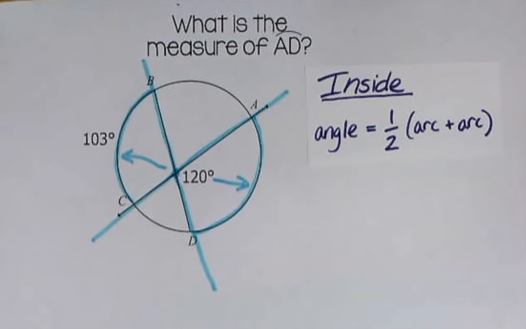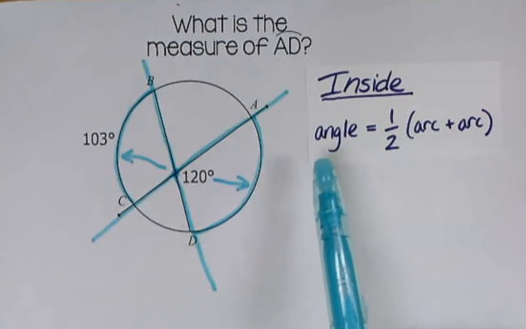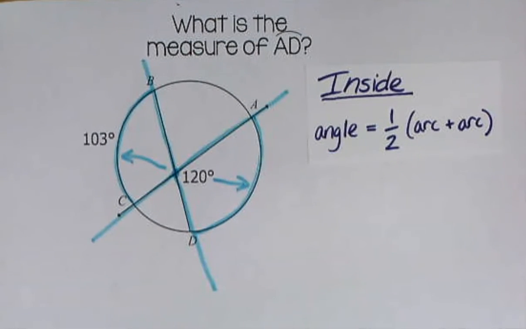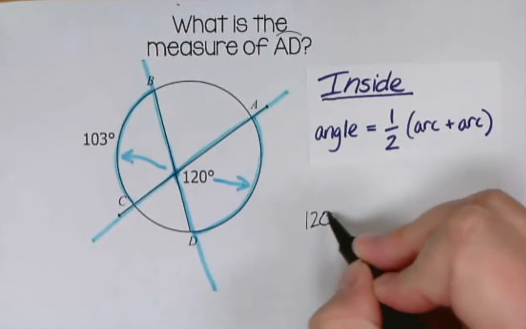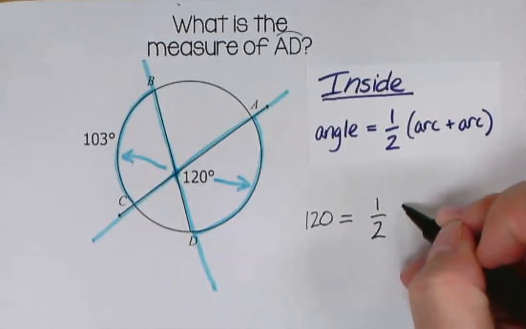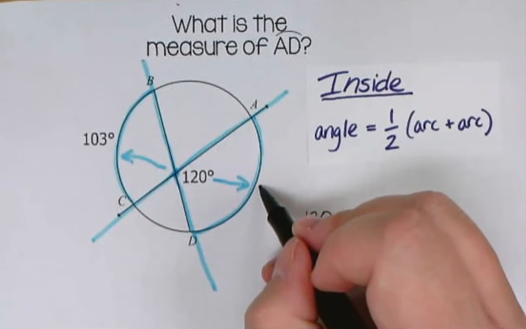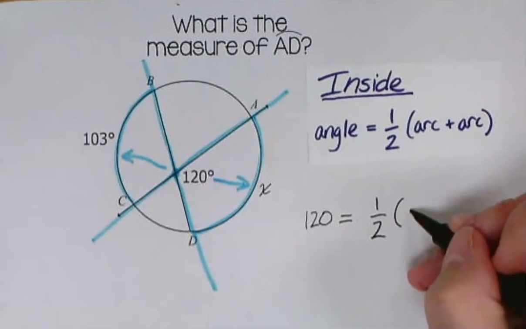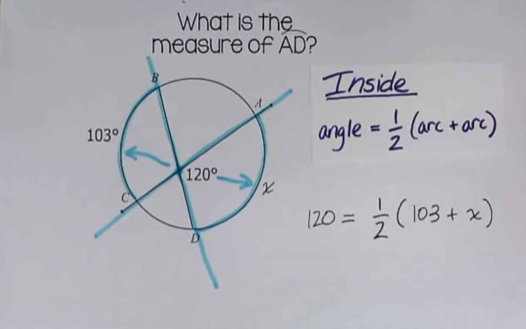Now, notice we're not trying to find the angle. The way this equation is set up, it very often is used to find the angle, but we don't have to use it for that. We plug in whatever we have and we find whatever's missing. So since we know the angle, we write 120 first. 120 equals 1/2 the two arcs. This arc we don't know. I'm going to call it x. So 103 plus x.